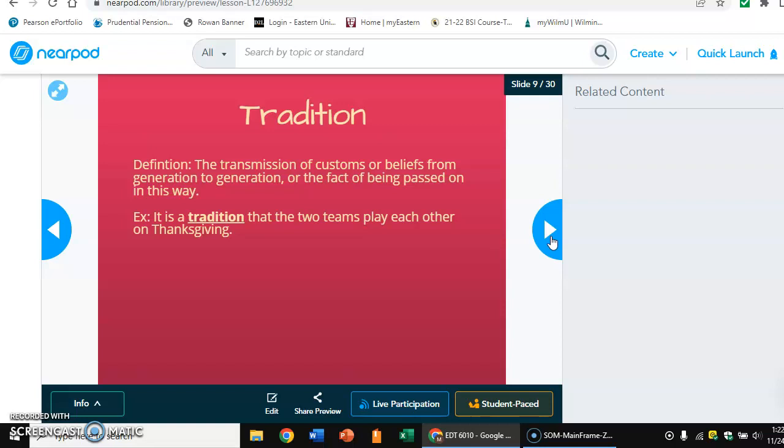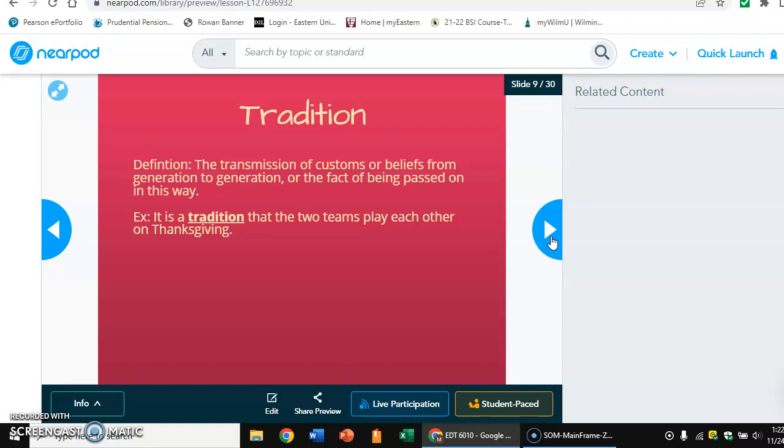Tradition. Now, today's actually Thanksgiving, and in many traditions, families and friends alike get together and they celebrate. They give thanks. In many cases, they'll eat turkey, mashed potatoes, stuffing, corn. It's a tradition. Now, the definition of tradition is the transmission of customs or beliefs from one generation to generation, or the fact of being passed on in this way.